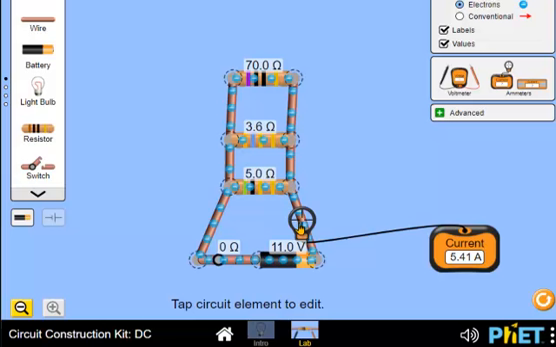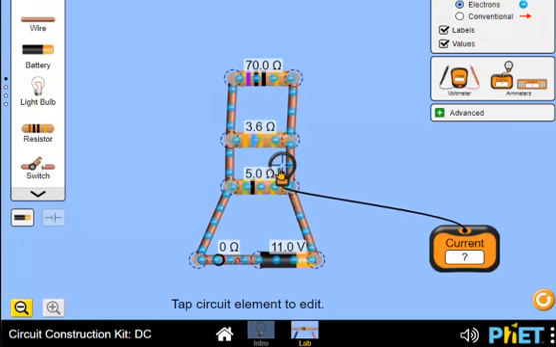Here I'm going to measure the total current. By the way, you see right now here, for example, 5.41 amps. Notice when I measure here, 2.20 and 3.21, they add up to the total current, right? That is, of course, the junction rule, Kirchhoff's junction rule.